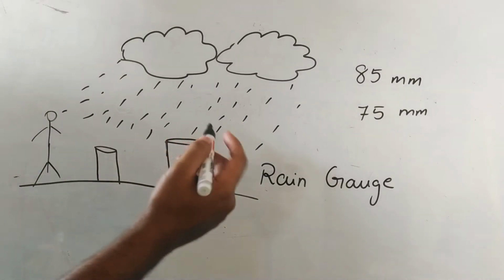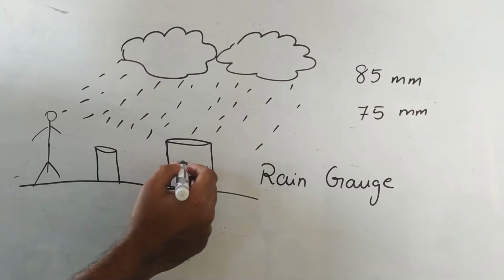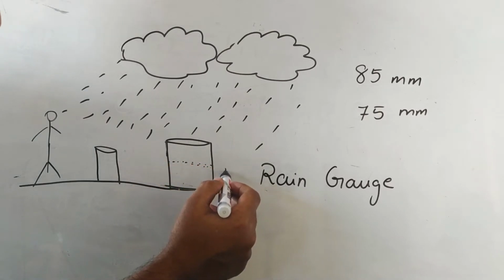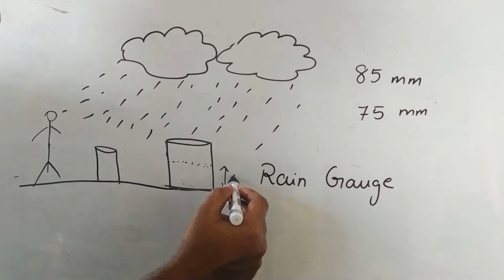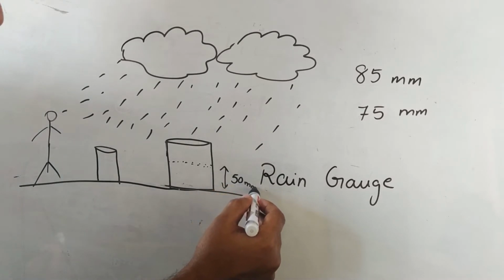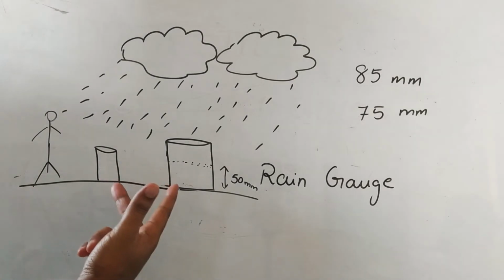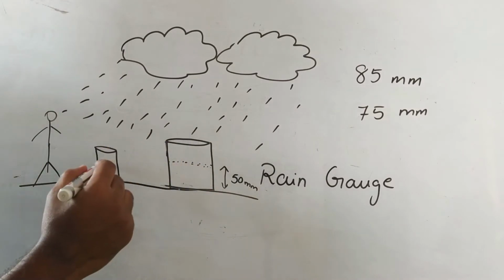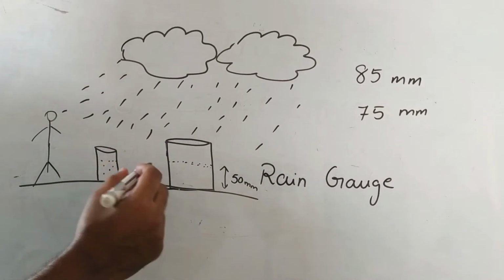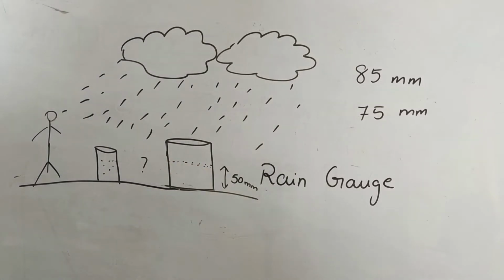So we know if the water is filled till here, then we need to measure this height, and let's say it is 50 millimeter. Then we say that it has rained 50 millimeter in this place. So my question is, when we have two different containers, will the water level be the same in these both containers, or the water level in this container is more? Just think about this for a second.